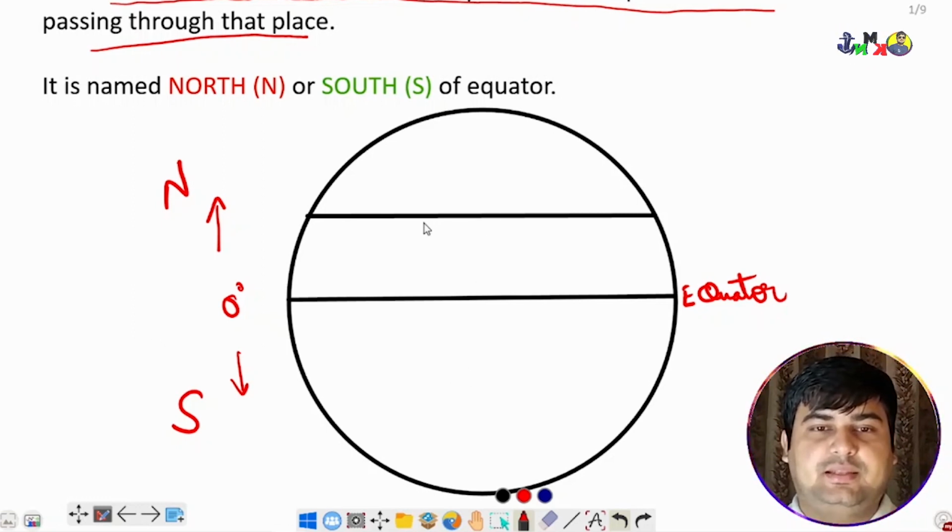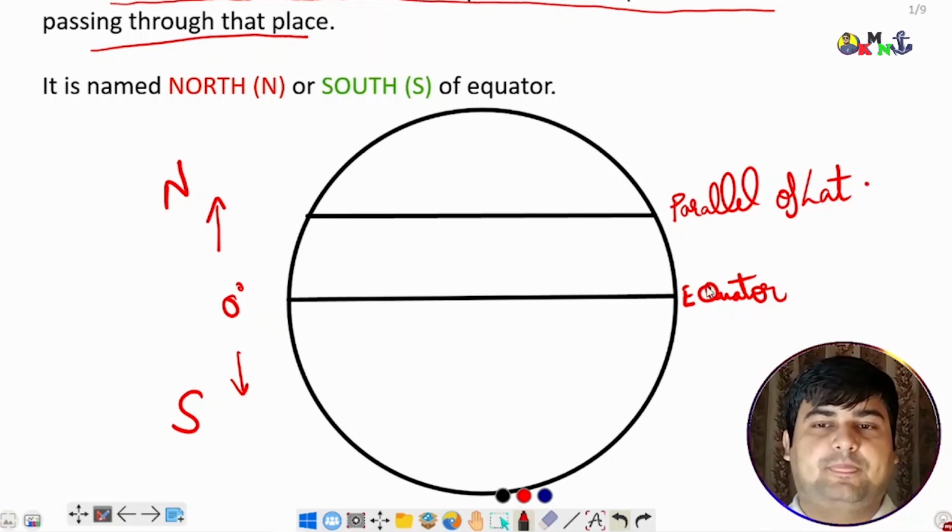And the lines parallel to the equator, those are called latitudes. So this line is called parallel of latitude, because as we know, latitudes are always in degrees. So this is like a parallel line which is parallel to equator. So we are saying it as parallel of latitude. And as we know, this is the center. This is C. C is the center of the earth.